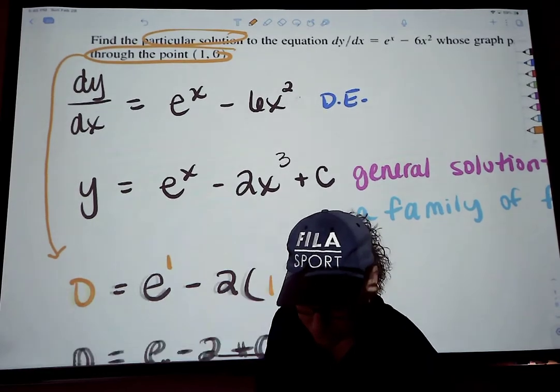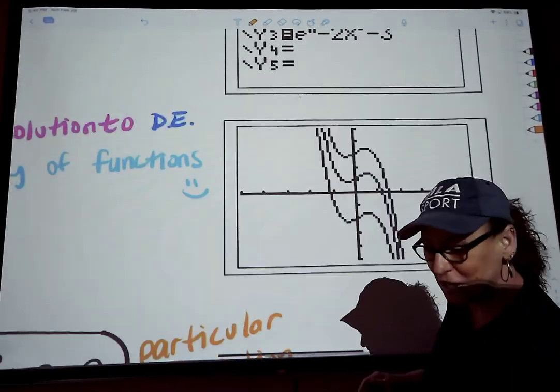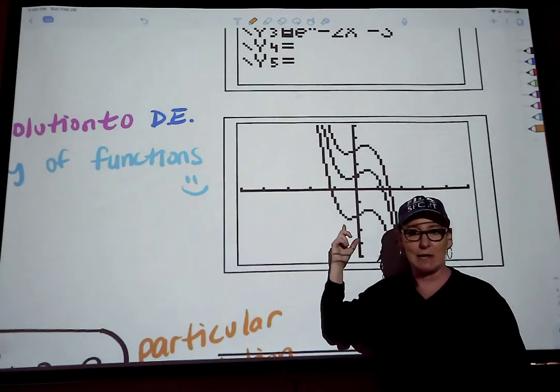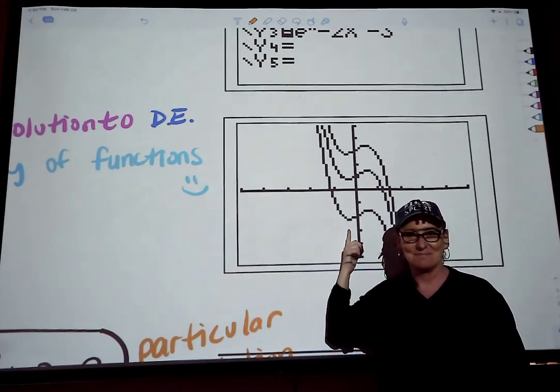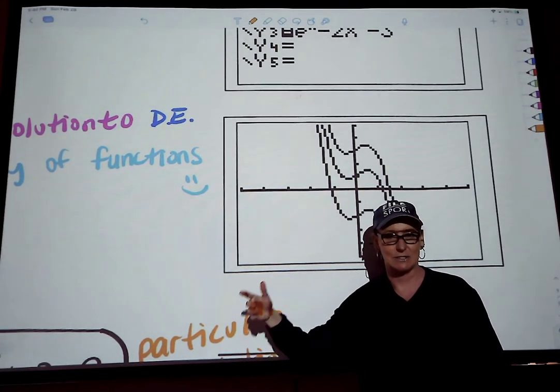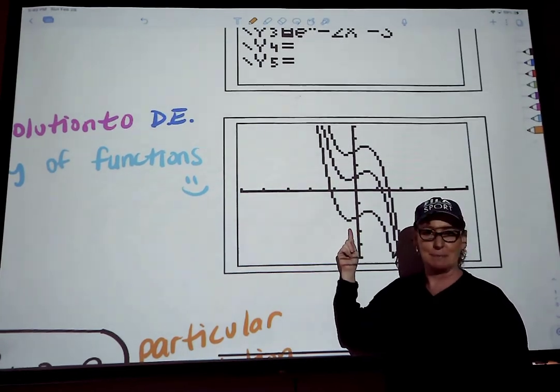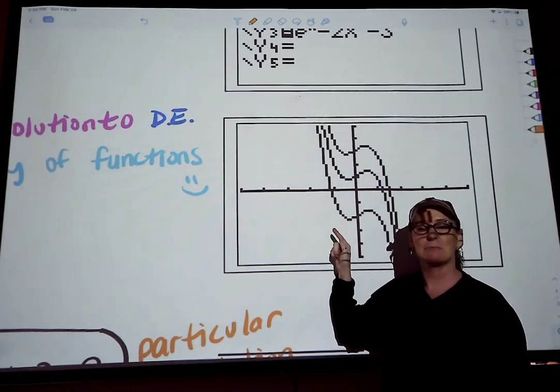Okay, so keep in mind, I made up several C values. So you know what this is? This is like a family portrait, because I have several different C representatives. Is this the entire family? Oh, good heavens, no. This is just 3 of them. This is just 3 members of the family.